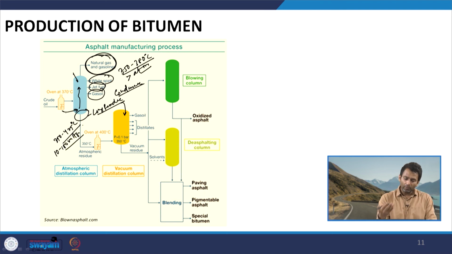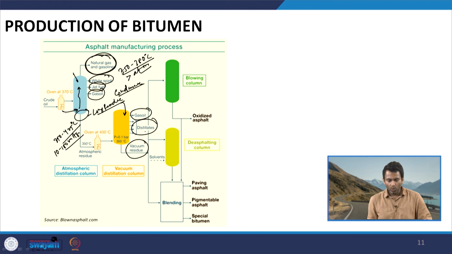If we give a higher pressure to this long residue, thermal degradation of the components can take place, which is not very desirable. So, in this vacuum distillation column, we obtain gas oil, we obtain distillates, and finally in the lower part we obtain something called the vacuum residue or the short residue, and this short residue is actually the feedstock for the production of paving bitumen.